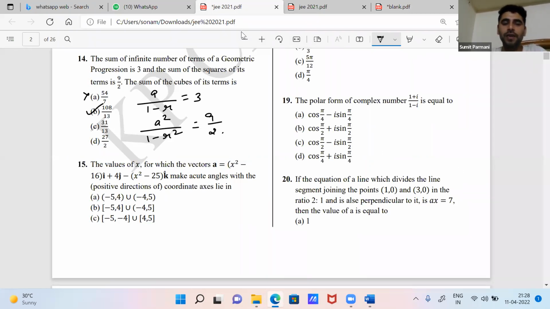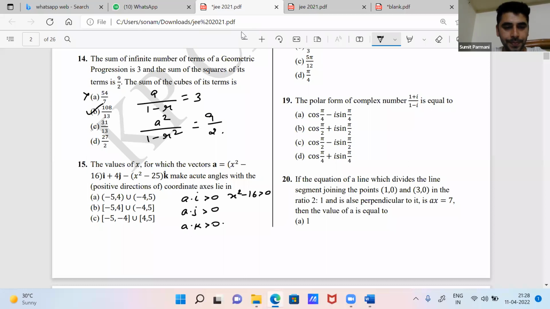Next is the value of x for which vector A makes an acute angle with the positive direction of coordinate axes. Okay, fine. So A dot I greater than 0, A dot J greater than 0, A dot K greater than 0. This is given in the question. Okay, so for A dot I directly we can write x square minus 16 greater than 0.